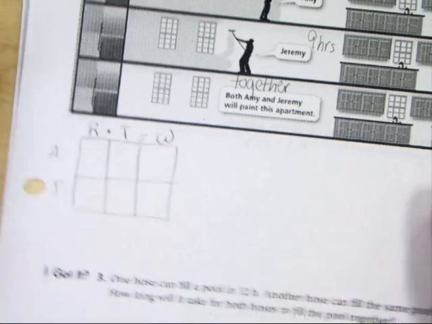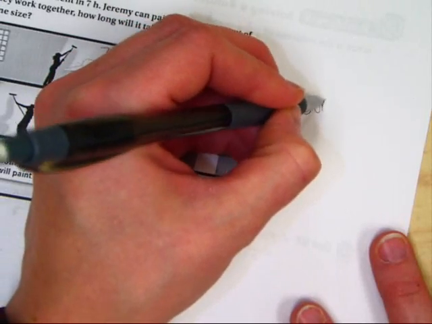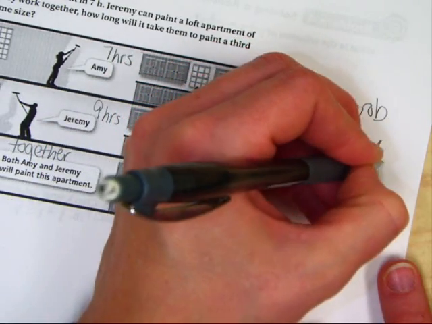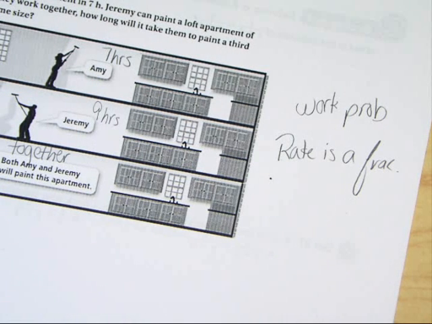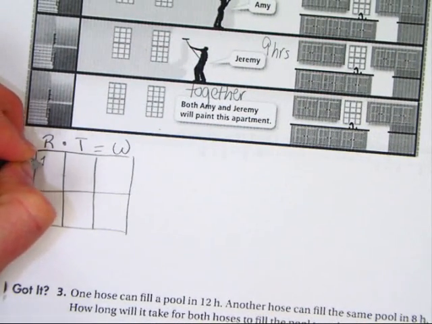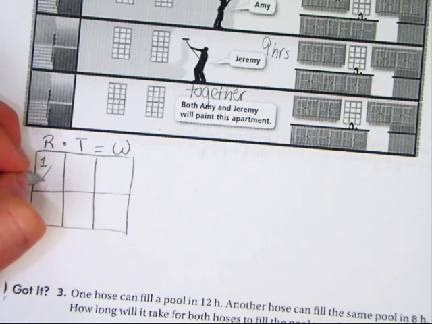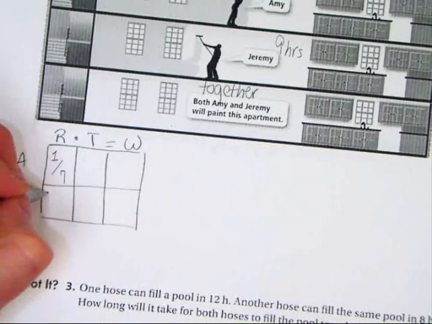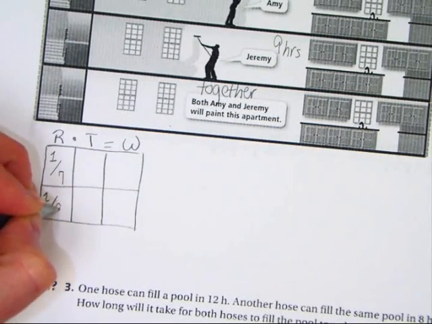Now for rate, in work problems, and in fact really in all problems, rate is a fraction. Even driving, you might think that's not a fraction, but it really is. Like 70 miles per hour is 70 over 1. These are just going to look a little different. Amy can paint, ready, 1 room in 7 hours. That's her rate. Jeremy can paint 1 room in 9 hours.